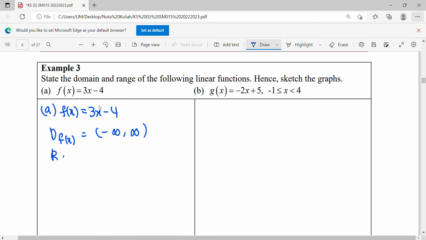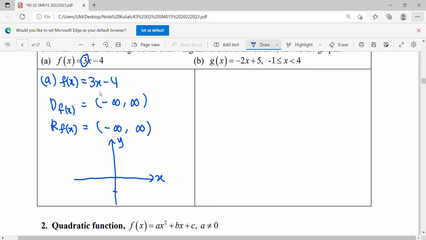For range, also negative infinity to infinity. Dia tak ada had. Awak nak lukis berapa bawah pun boleh. Awak nak lukis berapa atas pun boleh. Then we see this. Gradient positive means your line will be going up. So set up your x-axis, y-axis, gradient going up, intercept at negative 4. So means your graph will go up, intercept at negative 4.